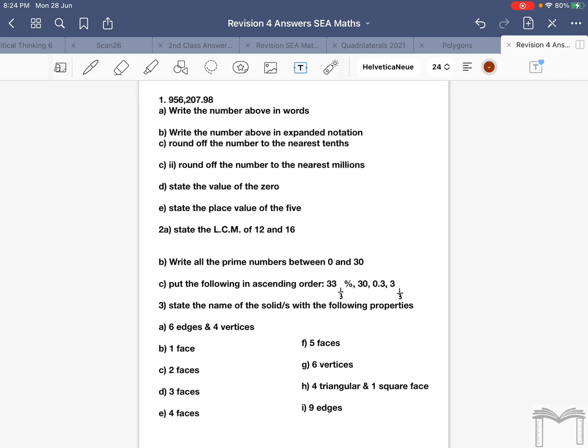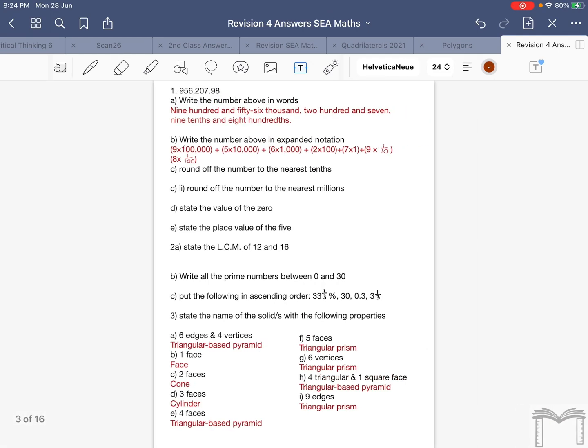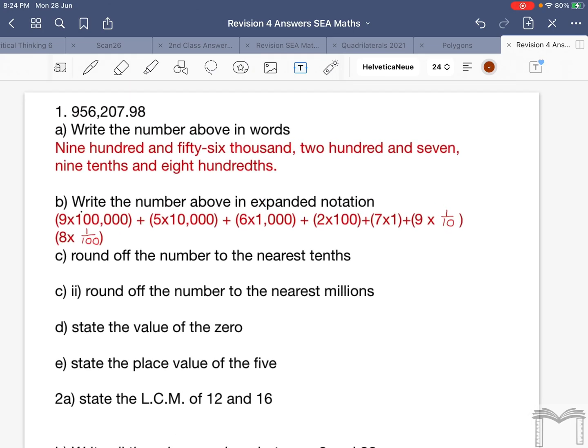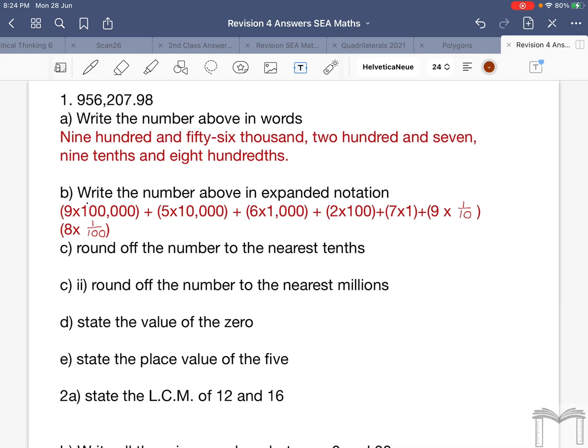You can feel free to pause the video, attempt the questions, and then follow along with the solutions. Number 1. Write the number above in words. 956,207 9/10 and 8/100.